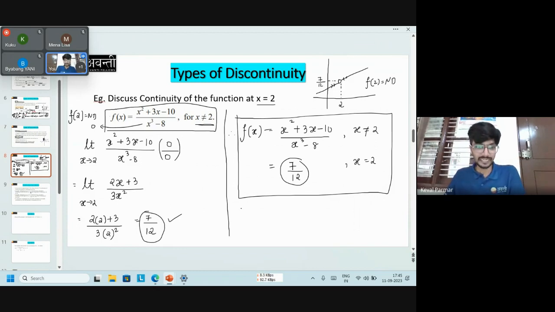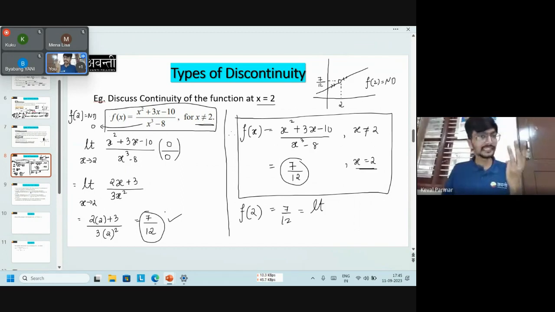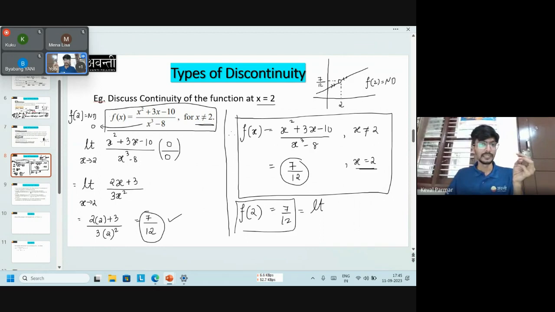So if someone asks f of 2, then from this redefinition, when x equals 2, my functional value is 7 upon 12, which is again the limiting value as we have calculated here. So all three conditions are satisfied. The functional value exists, yes. The limiting value exists, yes. And both are equal. So this makes the function continuous.